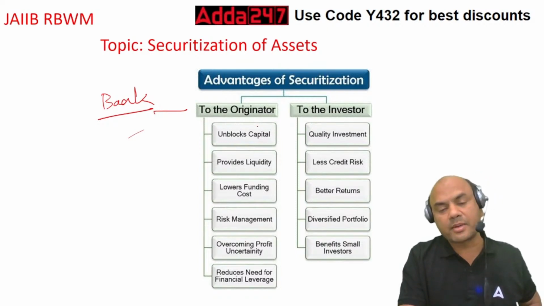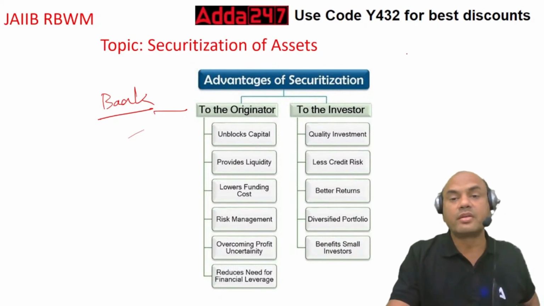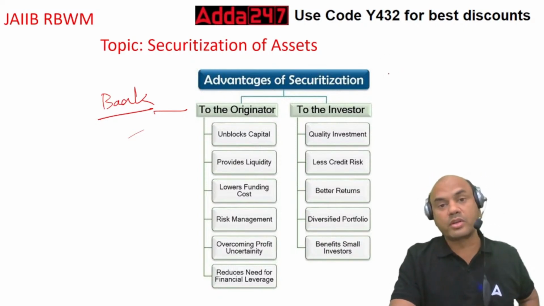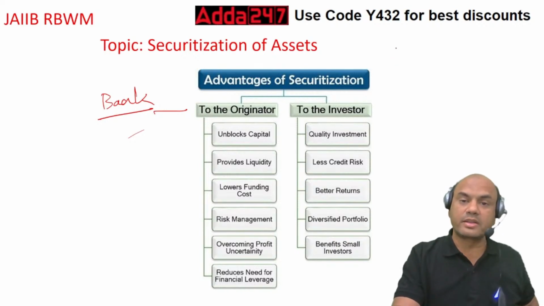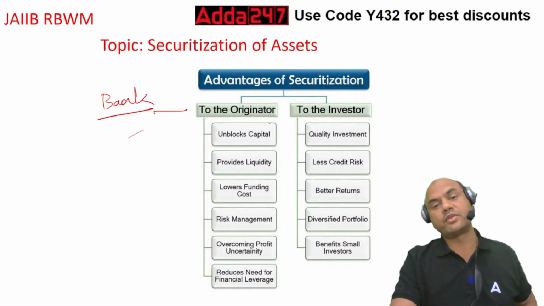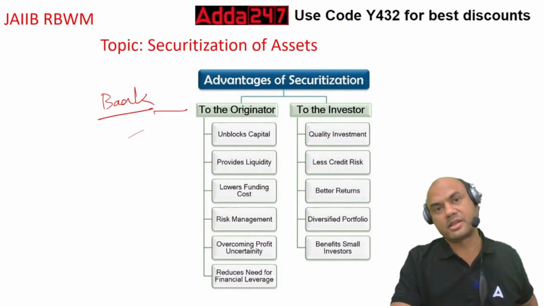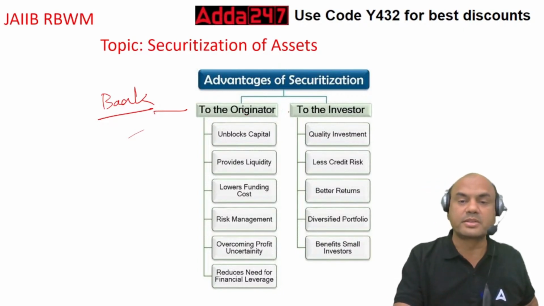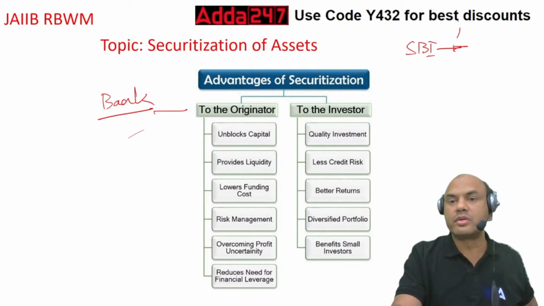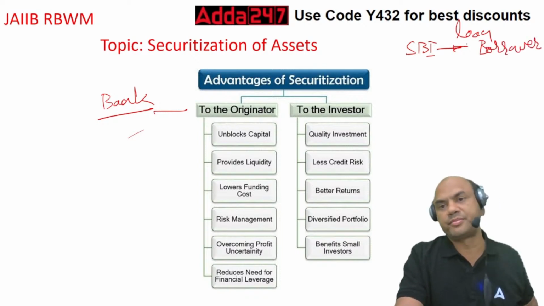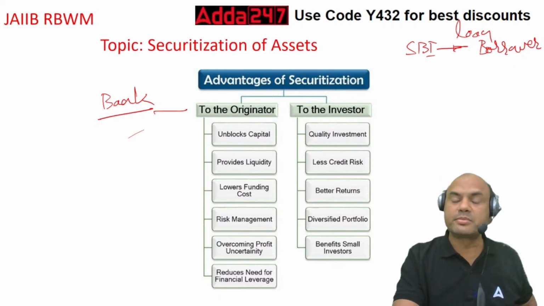it unblocks the capital. Unblock means what? Whatever capital has been gone into the loans or blocked, that is freed up. That's why we say liquidity support is given. So unblocks the capital. Suppose if I am SBI, I have given a loan, okay, to the borrower. So this loan, my money is actually blocked, right? So when my money is blocked, what will I do?